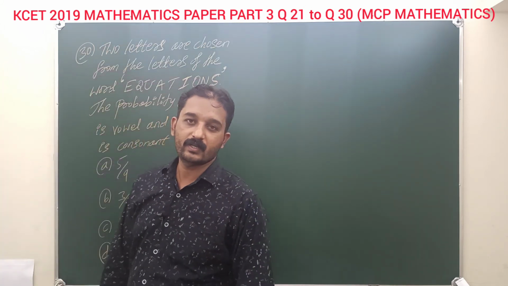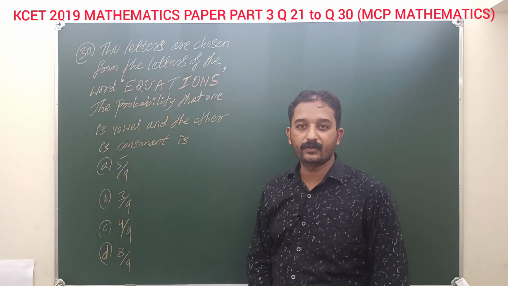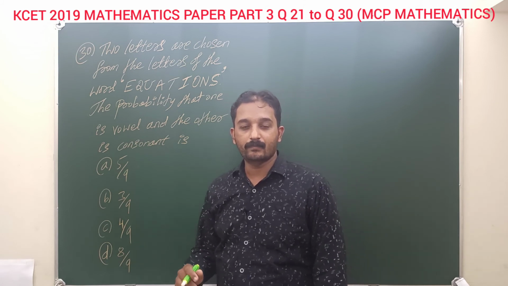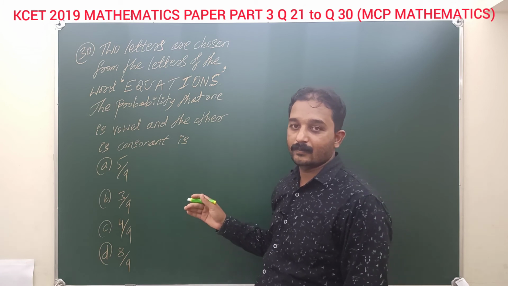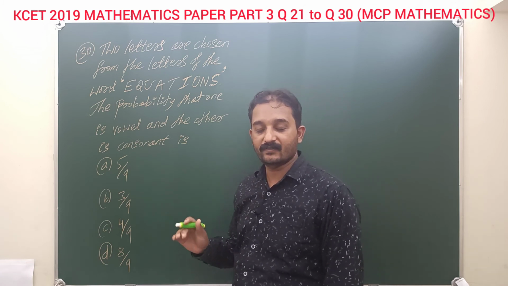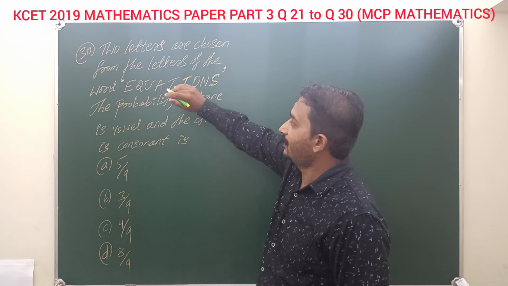Now let us move on to question number 30. This is the last question of this video. This question is based on the chapter probability. Usually they ask 5 or 6 questions on this chapter in KCET. Let us take the first question in this case. Let us see the question.